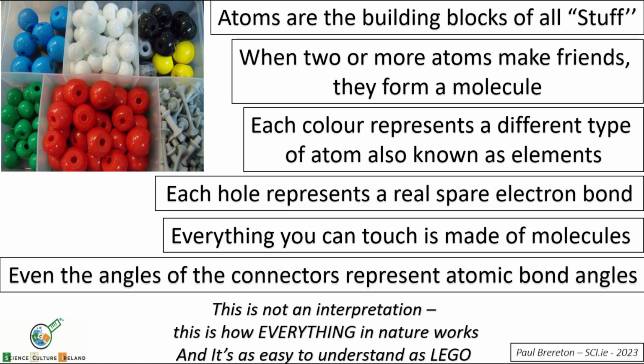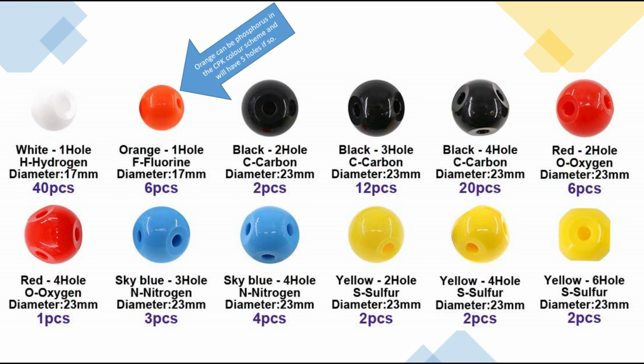Atoms are the building blocks of all stuff. When two or more atoms make friends, they form a molecule. Each color represents a different type of atom, also known as an element. Each hole represents a real spare electron bond. Everything you can touch, smell, see, or feel is made of molecules. And even the angles of the connectors represent real atomic bond angles.